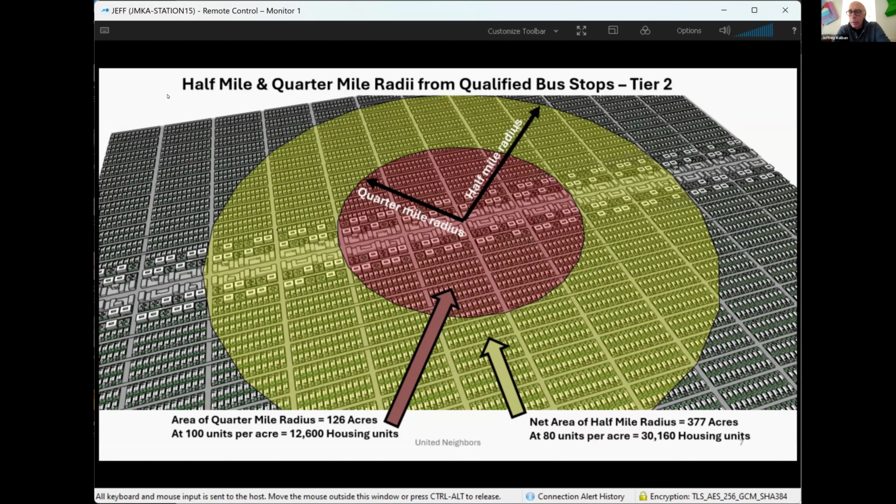Is this blurry, Maria? Yeah, I see a shadow here. I don't know what happened, but hold on. Is that better? Oops. Yeah.